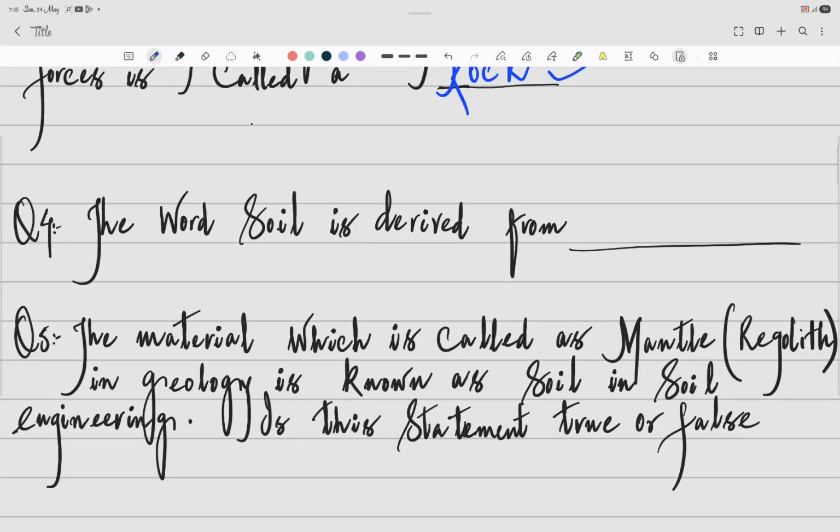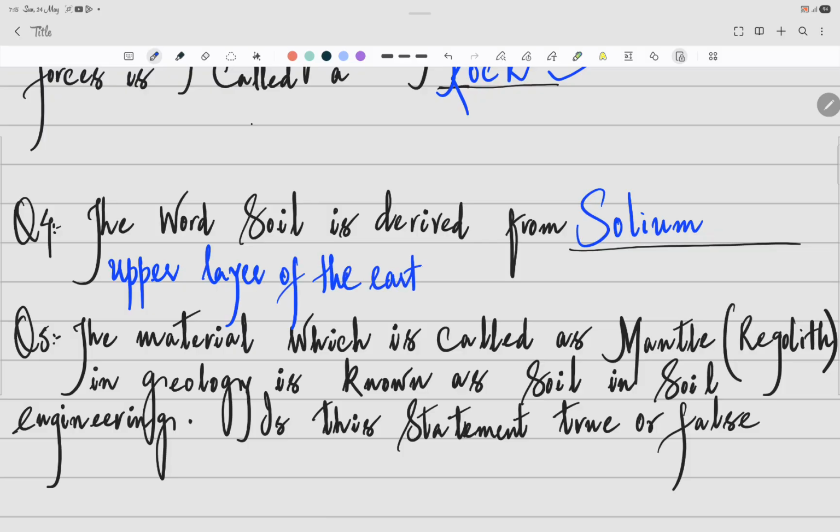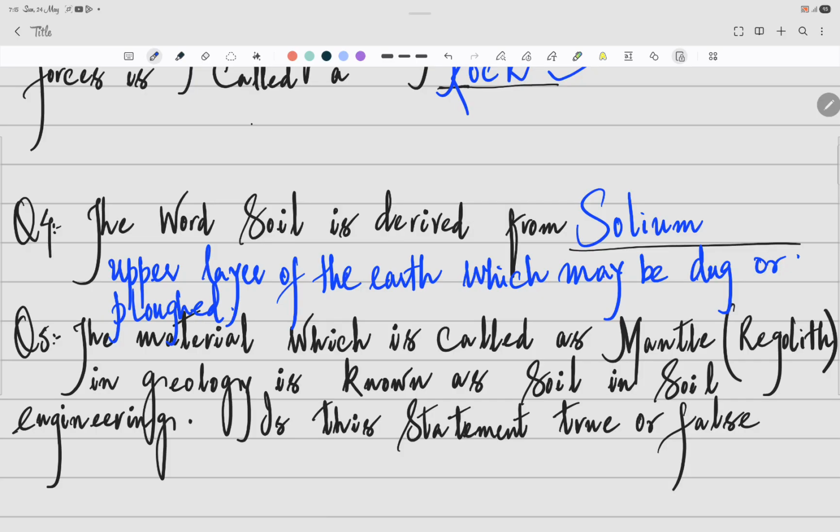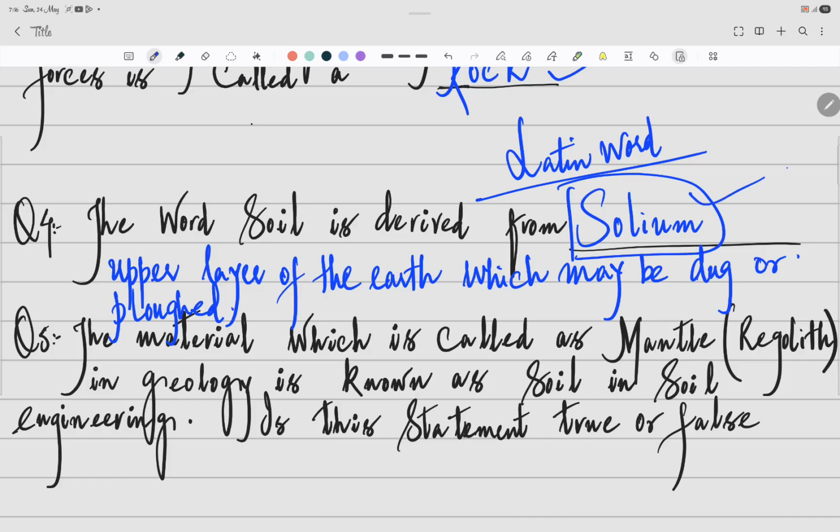The word soil is derived from a Latin word solium, which according to the dictionary means the upper layer of the earth, which may be dug or plowed, or specifically the loose surface material of the earth in which the plants grow.